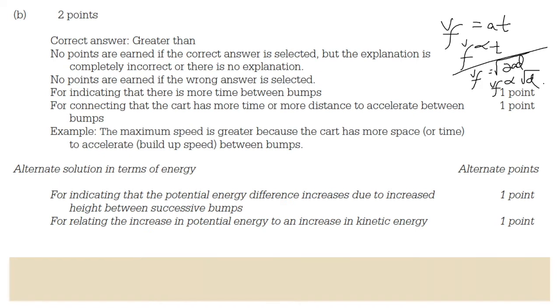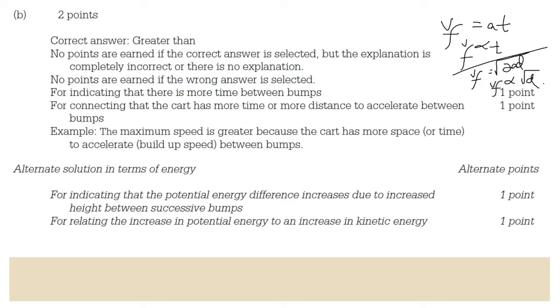Their example is the maximum speed is greater because the cart has more space (or time to accelerate) to build up speed between the bumps. Now, I like when they put alternate solutions because they don't want to force you to think about the thing just one way. I am interested to see if any of you wrote this because I think it's kind of a weird approach, but notice it works just fine.